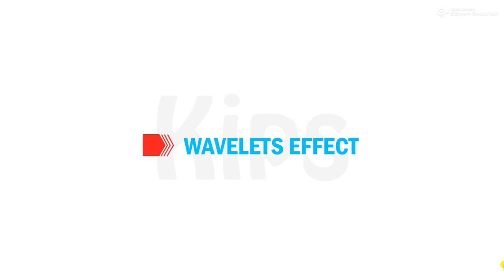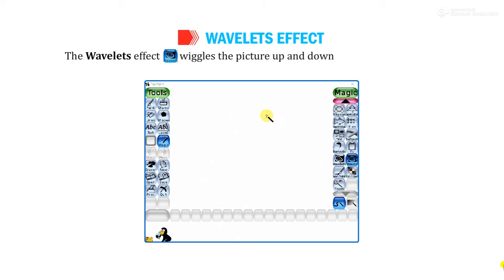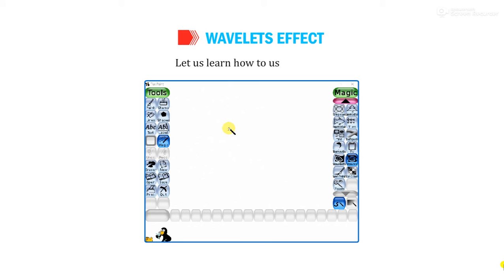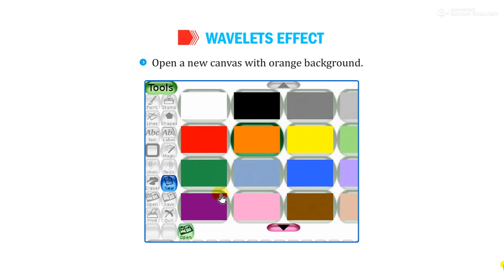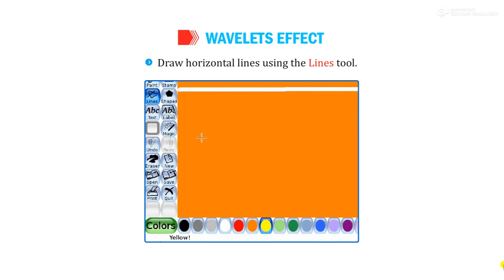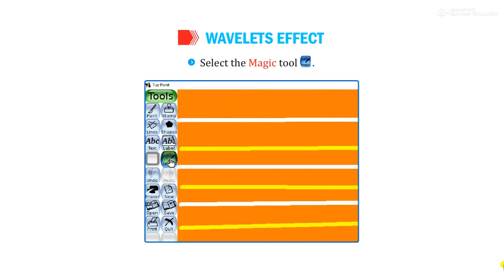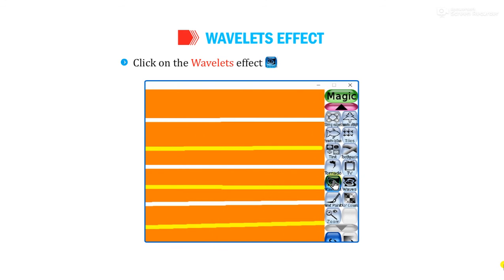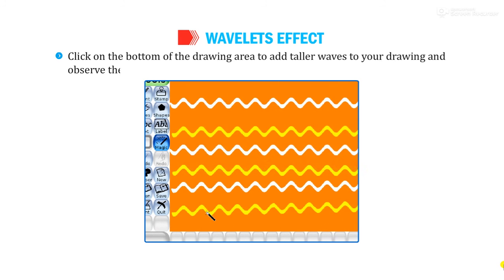Students, now let us talk about Wavelets effect. The Wavelets effect wiggles the picture up and down, vertical rather than side to side. Let us learn how to use this tool. Open a new canvas with orange background. Draw horizontal lines using the Lines tool. Select the Magic tool. Click on the Wavelets effect from the sub-toolbox. Click on the bottom of the drawing area to add taller waves to your drawing and observe the change.